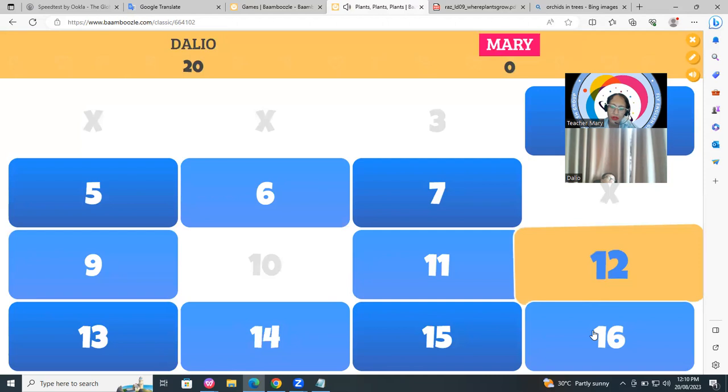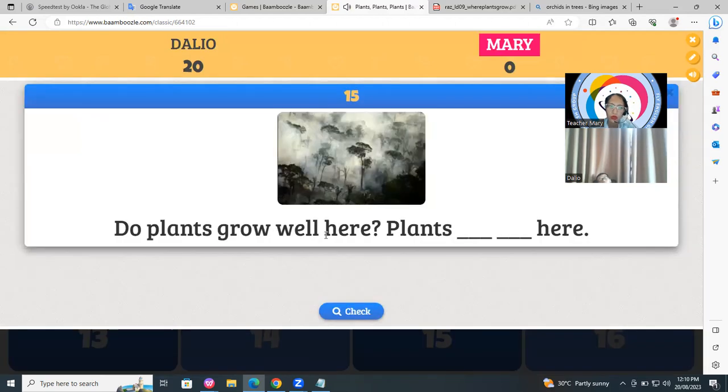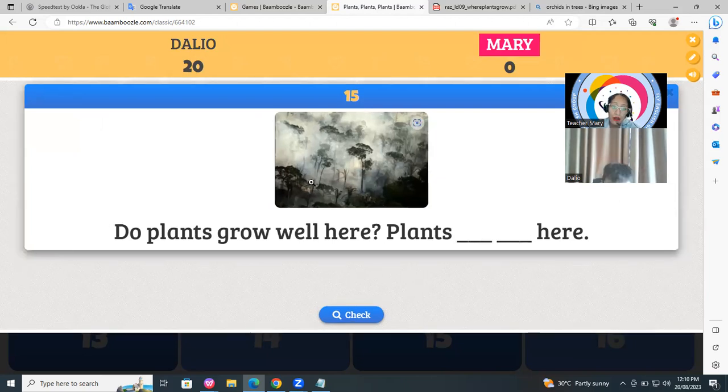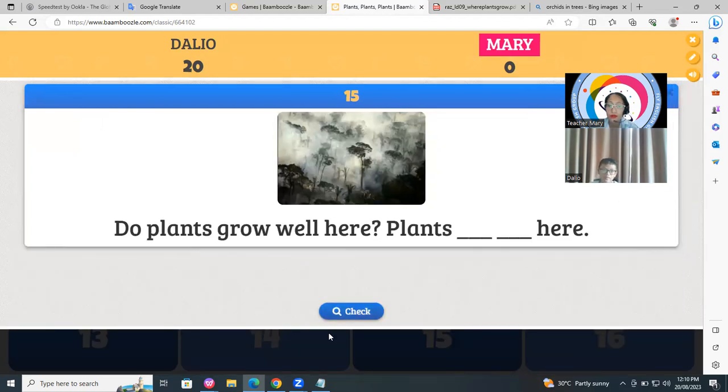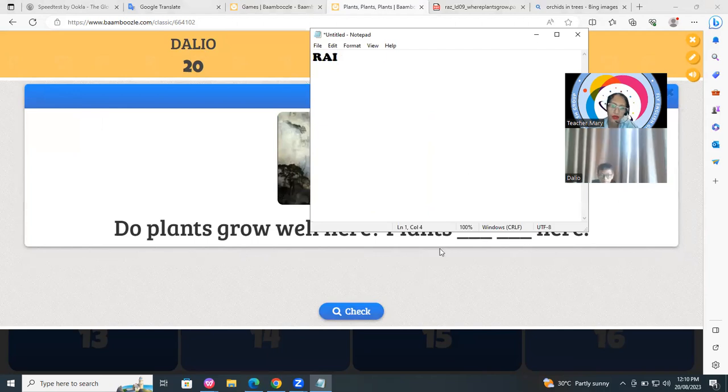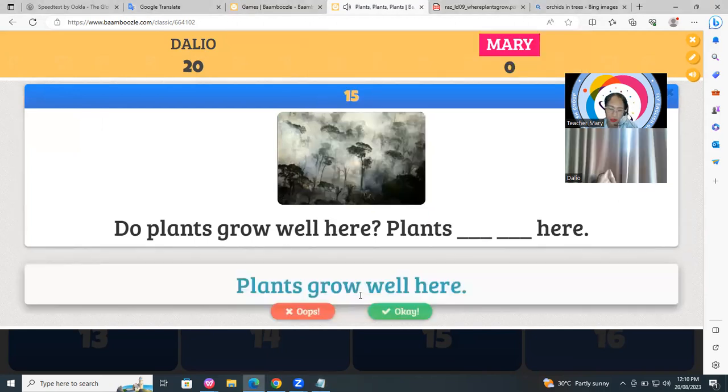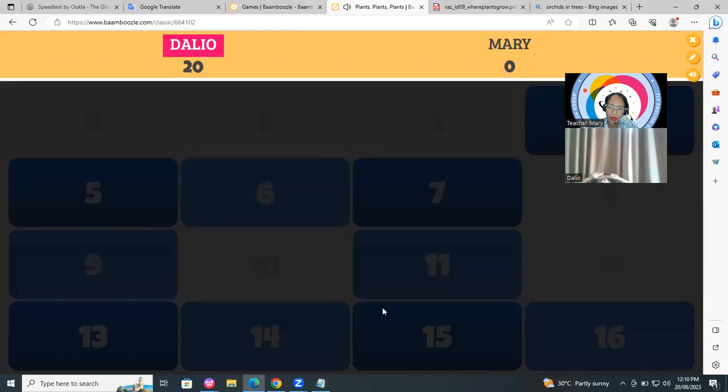Okay. My number is 12. Do plants grow well here? Yep. Plants grow well in a rainforest. Do you know rainforest, Dalio? Yes. Okay, good, because you know rainforest. So it grows well in a rainforest.